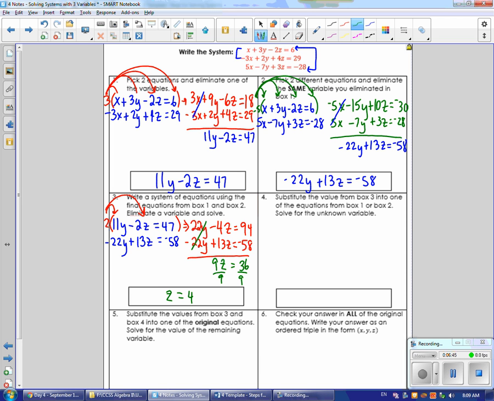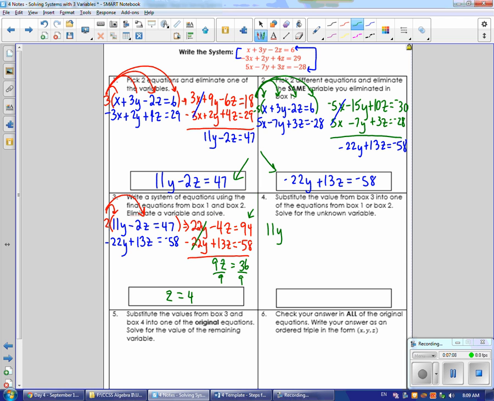And so now I've solved for one of my variables. I'm going to do what we did before, and I'm going to substitute z equals 4 into one of these two equations. It doesn't matter if it's the original or my transformed equation. I'm going to substitute that z equals 4 into one of those equations. I'm just going to go ahead and use the first one since it's already there.